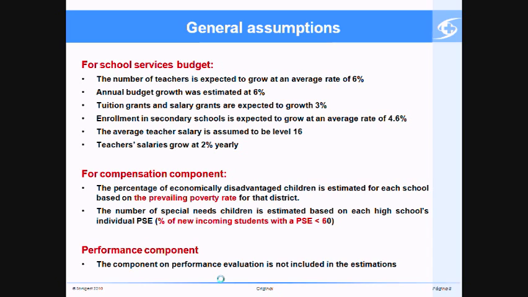The average teacher salary is assumed to be pay scale 16, and teacher salaries are expected to grow at an annual rate of 2%. For the compensation component, the percentage of economically disadvantaged is estimated for each school based on a prevailing poverty rate for that district. The number of special needs children is estimated based on each high school's individual PSE scores intake, the percentage of new incoming students with a PSE less than 60. The component on performance has not yet been included in the estimations. This is something that we hope to add within the second year of implementation.